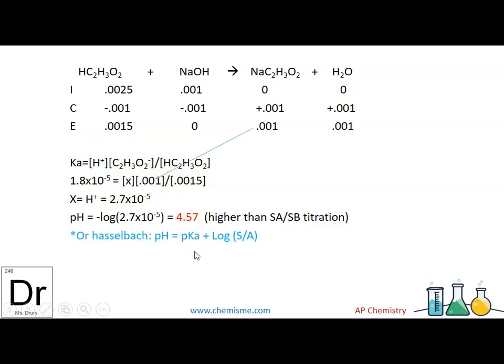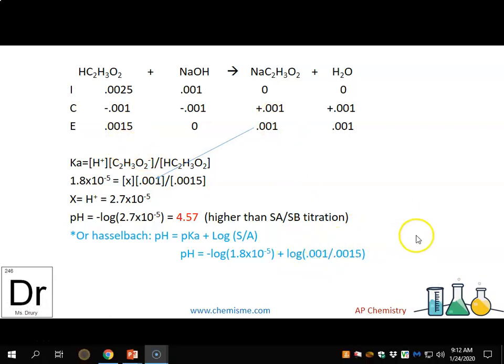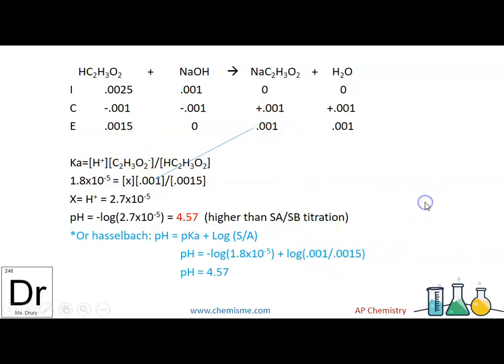So instead, if you want, you can just Hasselbalch it. So instead of doing all this work up here, I'm just going to do negative log of 1.8 times 10 to the minus 5, plus the log of the salt, which is 0.001, over the acid, which is 0.0015. So I think this is a lot cleaner as long as you remember the salt is on top. So when I calculate it, boom, 4.57. I get the same answer if I want to do an ICE box or if I want to do a Hasselbalch. The ICE box will be confusing because a lot of people will do x squared over 0.015 or x squared over 0.001 and you'll get the wrong answer. So I think it's better to just associate weak acids with Hasselbalch.